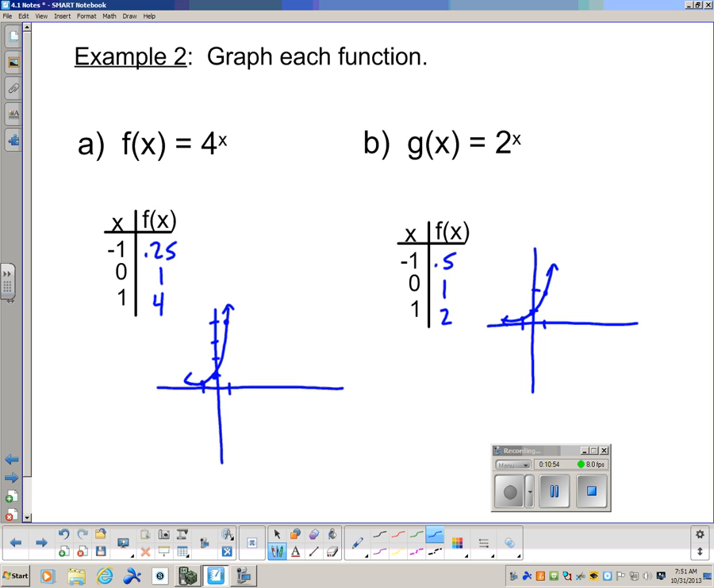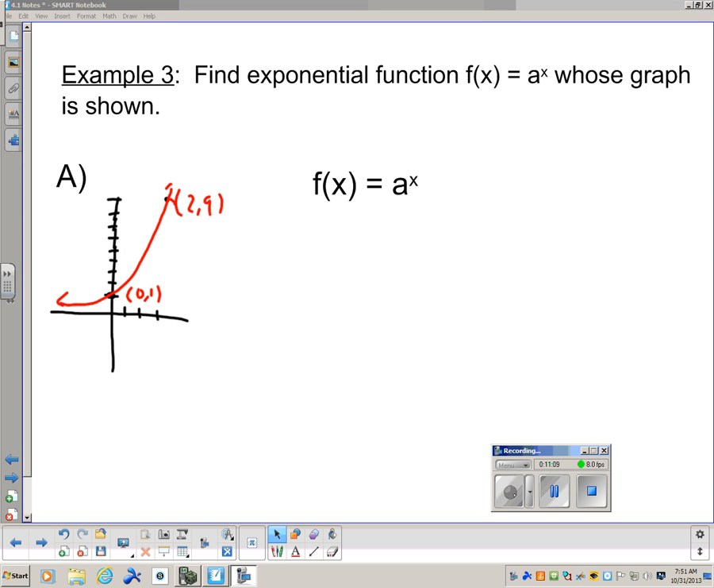So again, both of these are exponential growth from the left to the right there. They increase there. And your a value here is 4, and your a value here is 2, which is greater than 1. So therefore, they're exponential growth graphs. I'm going to keep going here.